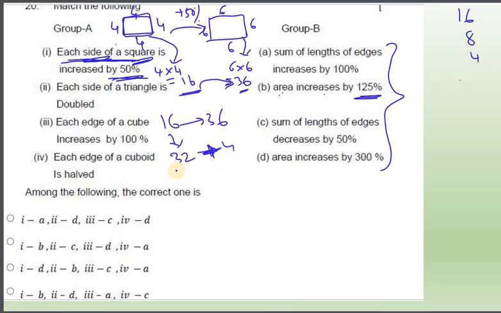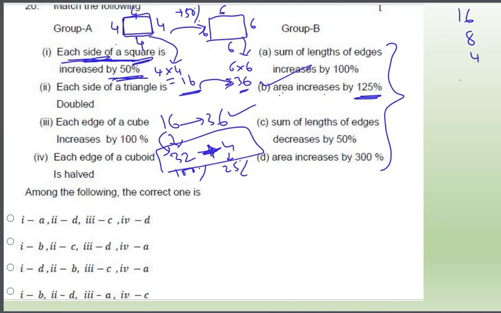So this is a 100% increase, and 16 plus 16, this is 100%. This is how much? 25%. So 32 plus 4, how much? 36. So what is the correct answer? B is the correct answer. For the first one, B is the correct answer. Clear?